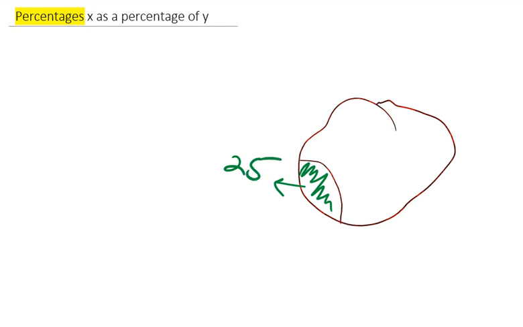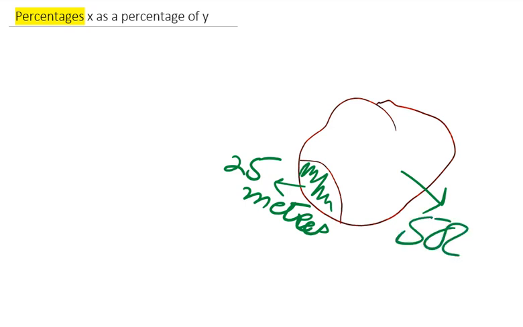And you have 25 meters of this whole area, and this is your 500 meters of this area. Let's say square meters. We need to use square meters to represent areas. So how will you tell them 25 out of 500 in the form of a percentage?